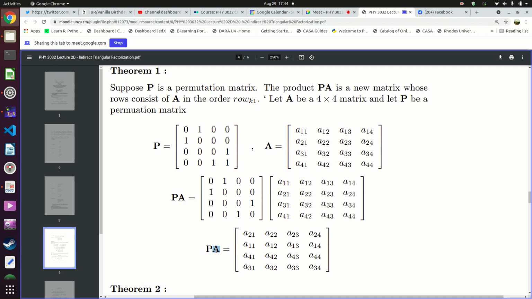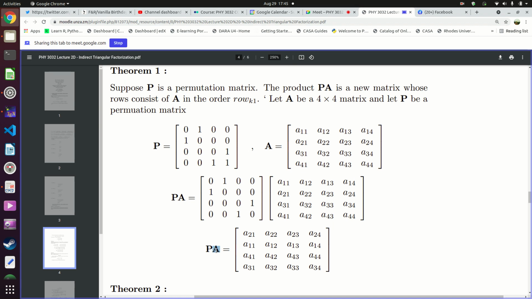Your permutation matrix is not difficult to find. You simply start with an identity matrix, then you rearrange your rows. Because the identity matrix is a special type of permutation matrix, in that it does not change anything. If you multiply I times A, you still get A, with all the rows the same way as they were before.